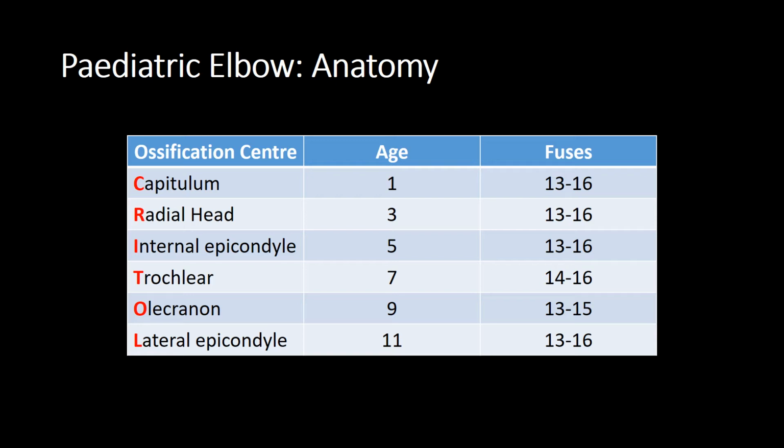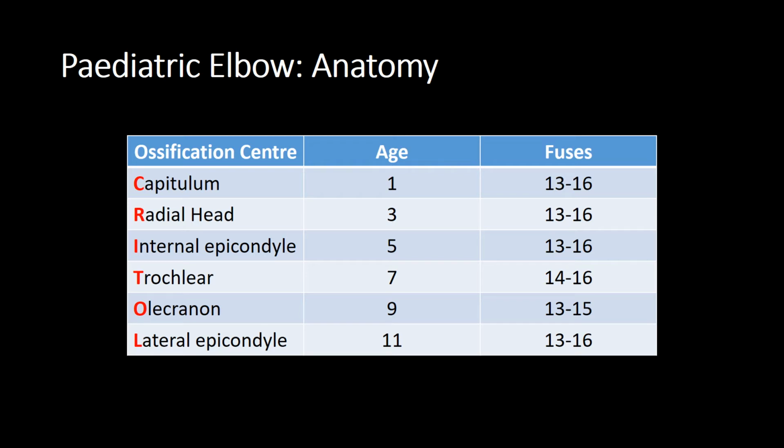The way to remember the ages that they appear at is that they appear on every odd year. So the capitulum is at 1, the radial head at 3, the internal epicondyle at 5, the trochlear at 7, the olecranon at 9, and the lateral epicondyle at 11. And generally they tend to fuse between the ages of 13 to 16 years of age, but that is dependent on both the gender and the age the child reaches puberty.